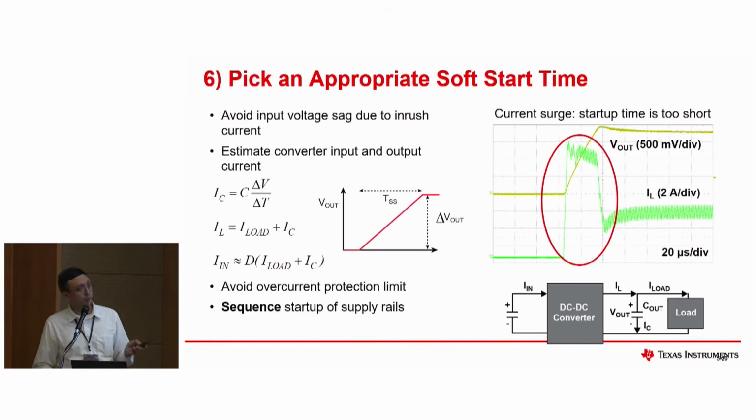To avoid this, you should select the appropriate soft start time of the device. To avoid input voltage sag due to inrush current, you also need to estimate the converter input and output current using these formulas here. And to avoid the overcurrent protection limit, make sure the startup sequence of the supply rails is aligned with that as well. By utilizing soft start, the ramp up is slow, so the device would not trigger the overshoot you could see from the output capacitor, and it can start up properly.